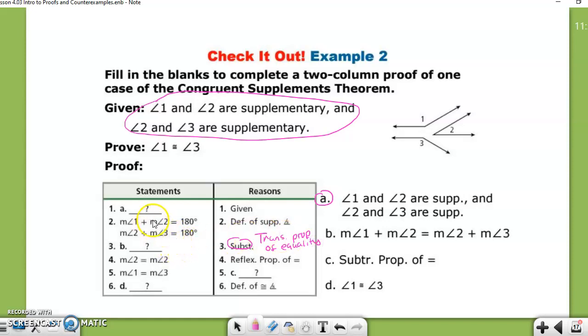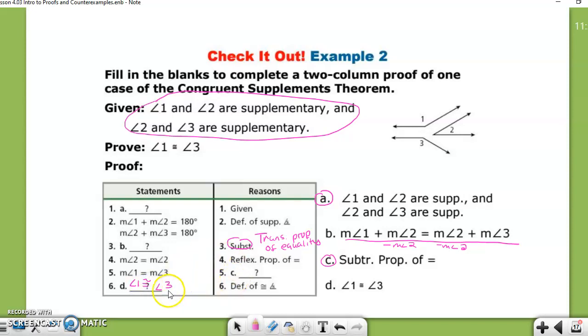Okay, and that allows me to make these two things equal to each other. Two different things equal to the same thing can be equal to each other. Now when it's listed like this, if I were to subtract the measure of angle 2 and subtract the measure of angle 2, I would be left with the measure of angle 1 equals the measure of angle 3. That's where I get the subtraction property of equality for right here for C. And then, now that they have the same measure, I could make the statement that they are congruent. That was what I was trying to prove. It's always my last statement.